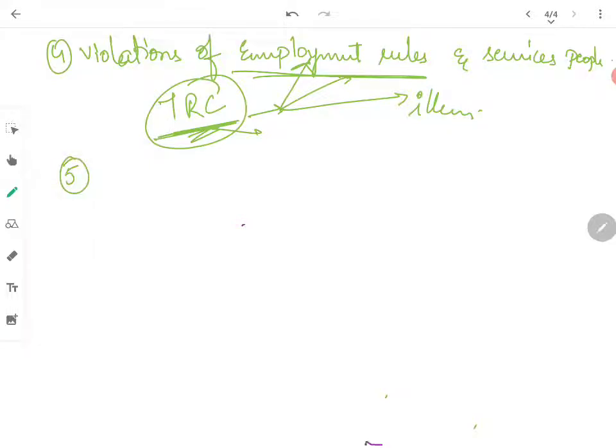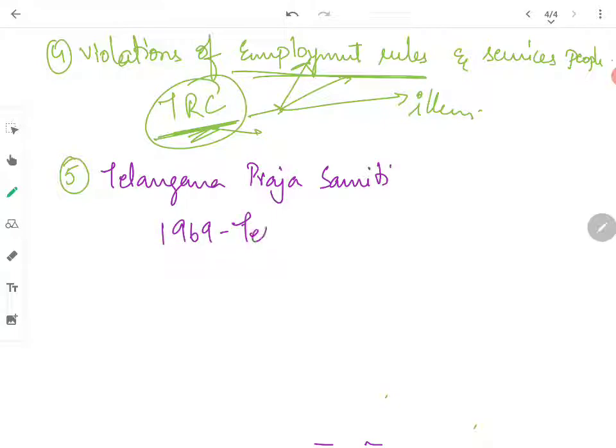And the next chapter is the formation of Telangana Praja Samiti. The formation of Telangana Praja Samiti took place during the 1969 Telangana movement. In this section, we will learn about the 1969 Telangana movement, how the movement went, causes of the movement, and various issues regarding the Telangana movement.